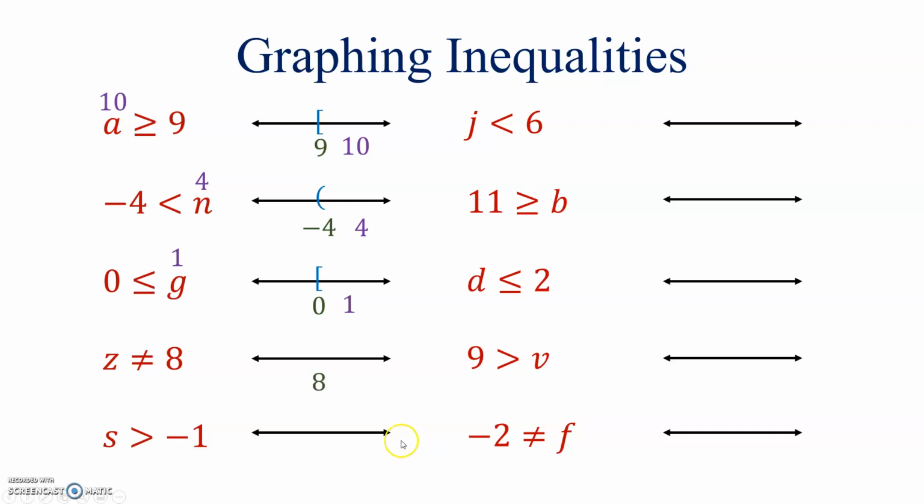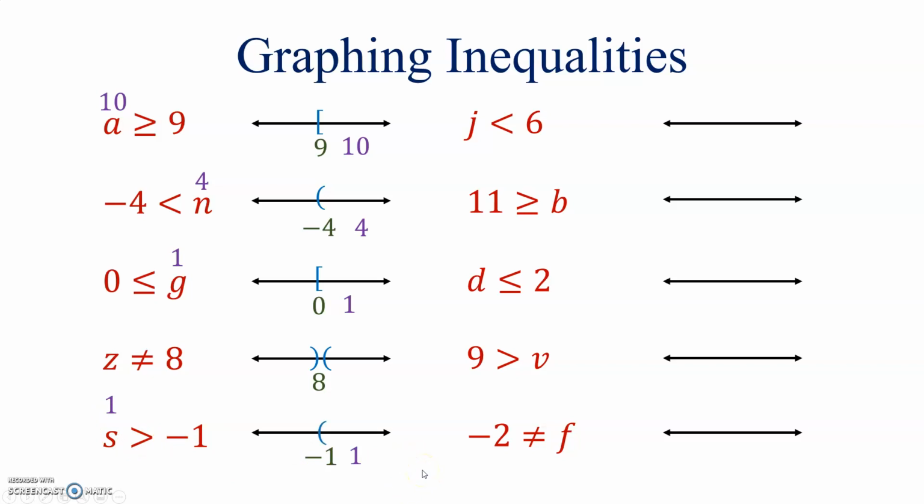z is not equal to 8. There's our 8. And here, it's just one of those things you just have to be aware of: not equal to is just two parentheses going in opposite directions. Next, s is greater than negative 1. There's our negative 1. Well, I know positive 1 is bigger than negative 1 because positive 1 is located to the right. That's why my symbol will go toward the right. And because there's no equal, we're using the parentheses.